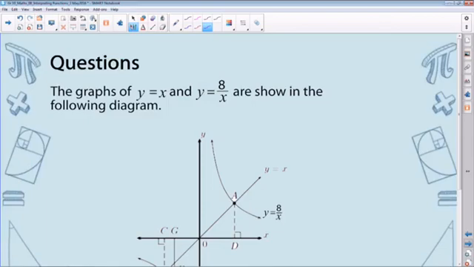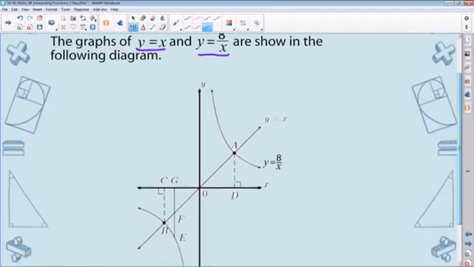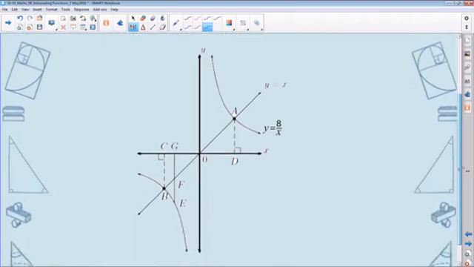Now, our first question comes from the first show of this term, and it says the graphs of y equals x and y equals 8 over x are shown in the following diagram. Okay, so we can see that y equals 8 over x is a hyperbola, and a hyperbola, as we know, has 2 asymptotes. So there's the hyperbola, and then y equals x is our straight line.